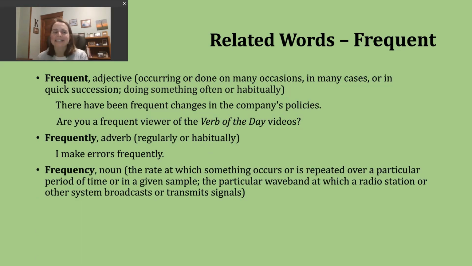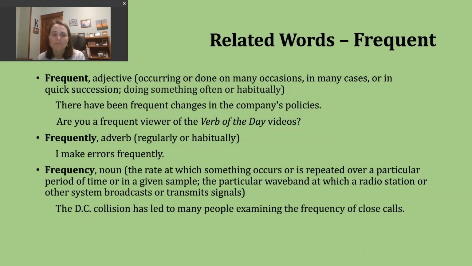And one more word for us to discuss today. It's the noun form of our word. We've got a spelling change here. We're going to end with a C-Y, and we pronounce this word frequency. This noun can have a number of different meanings. I tried to just focus on two. So, one way you'll hear it used is the rate at which something occurs or is repeated over a particular period of time or in a given sample. An example of this: the DC collision has led to many people examining the frequency of close calls.